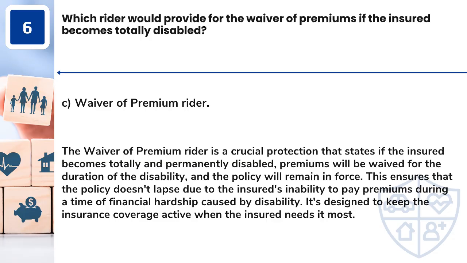Answer: C. Waiver of premium rider. The waiver of premium rider is a crucial protection that states if the insured becomes totally and permanently disabled, premiums will be waived for the duration of the disability, and the policy will remain in force. This ensures that the policy doesn't lapse due to the insured's inability to pay premiums during a time of financial hardship caused by disability. It's designed to keep the insurance coverage active when the insured needs it most.